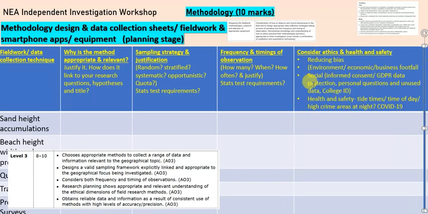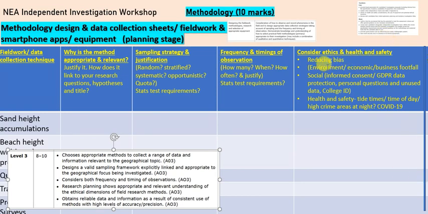Next bit, this has got a little bit bigger in the last year or two. Ethics, health and safety, equipment, things like that. A couple of pointers here to bring into your discussion. You don't need all of these for every technique, but some of you might want to do it generally as well. How are you going to reduce bias in, for instance, your questionnaire design, in your data collection? How are you going to improve accuracy and precision when you're doing beach profiles, or traffic counts? How can your sampling strategy help you do that?